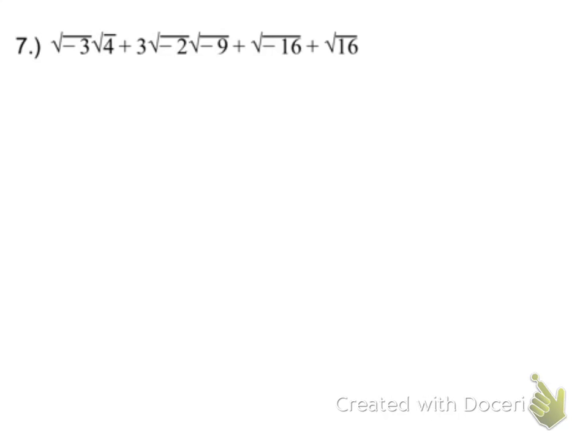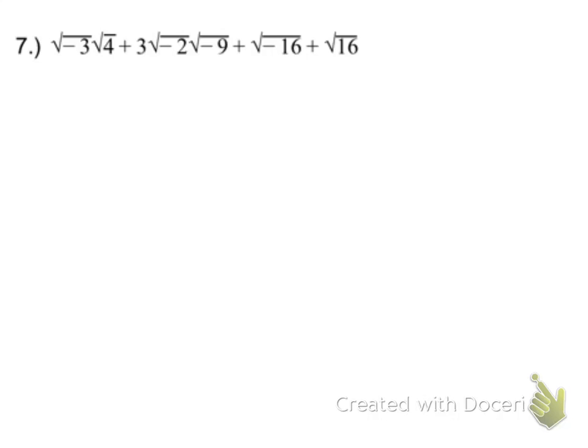Let's simplify this one. The square root of negative 3 times the square root of 4, plus 3 times the square root of negative 2 times the square root of negative 9, plus the square root of negative 16, plus the square root of 16.